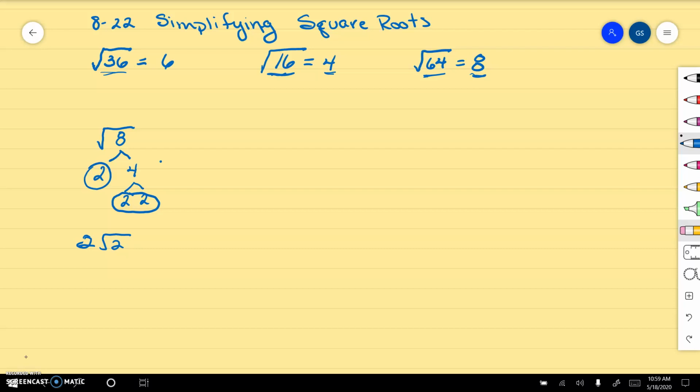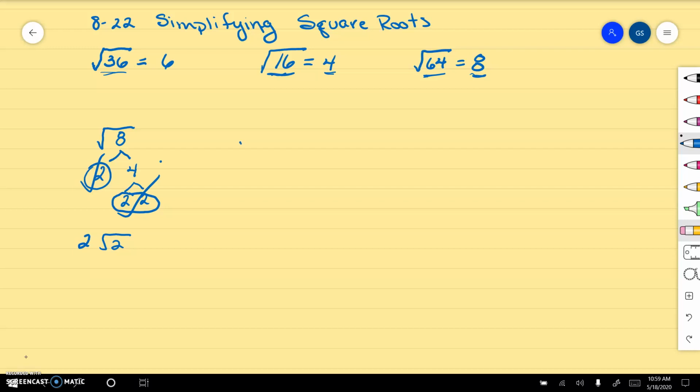So that's supposed to be a 2. So the pair of 2's goes on the outside, and then the single 2 goes on the inside of what's called the radical sign or square root sign.